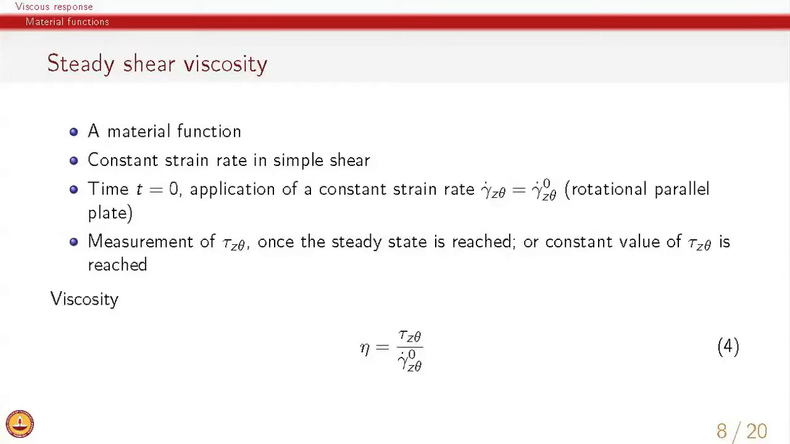As soon as the constant strain rate is applied, we start measuring the stress based on the torque that is required to rotate the parallel plate. This stress and torque will be measured and we will wait till the steady state is reached, and when the steady state is reached the value of tau z theta is noted. The constant value of tau z theta divided by the strain rate which was applied is called the viscosity. So, this is a material function which describes the response of the material at steady shear. Therefore, we wait for a constant value of stress to be reached.